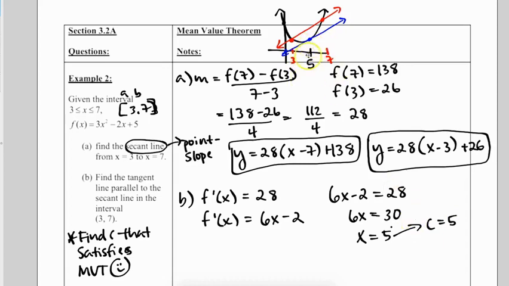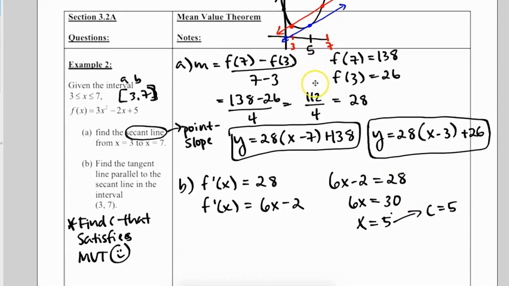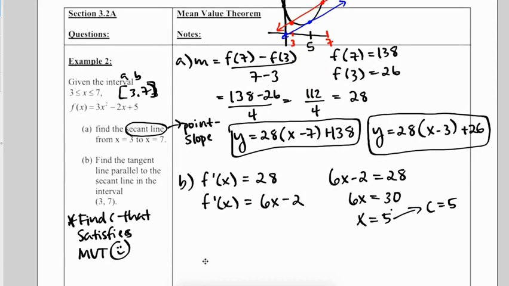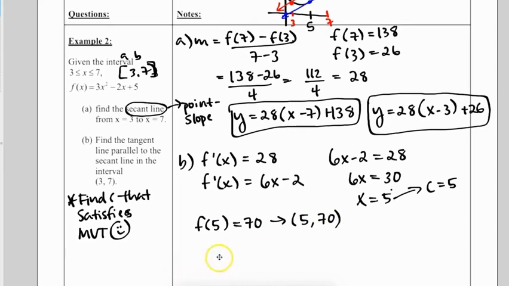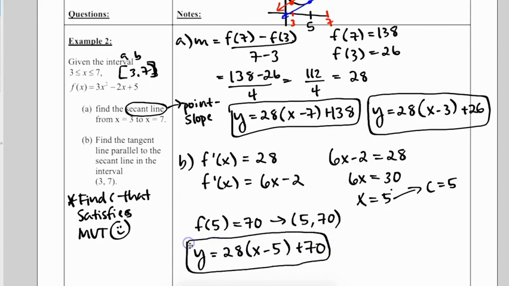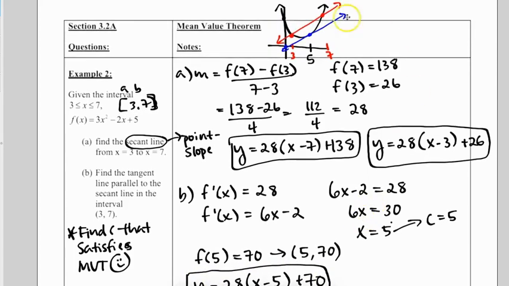Alright, so we know the slope, we know the x value, let's just find our y value. I've already gone ahead and did that for you. I know that f of 5 is equal to 70. We can also write this as a point, that's (5, 70). So writing our equation of our line in point slope form, we have y equals 28, that's our slope, times x minus 5, plus 70. Nice. So when in doubt, think about a visual.